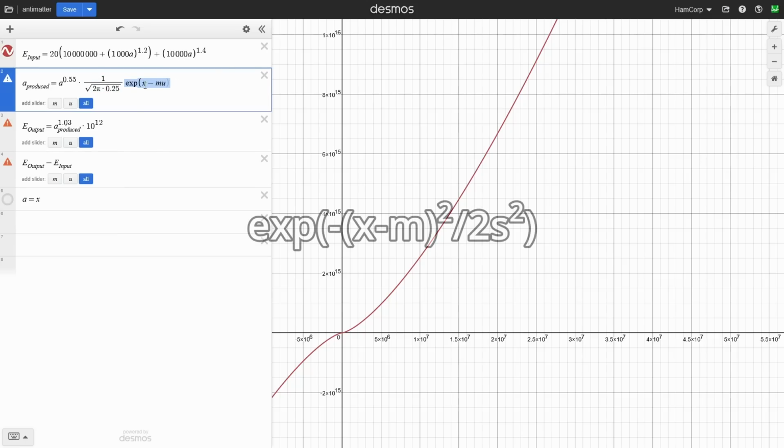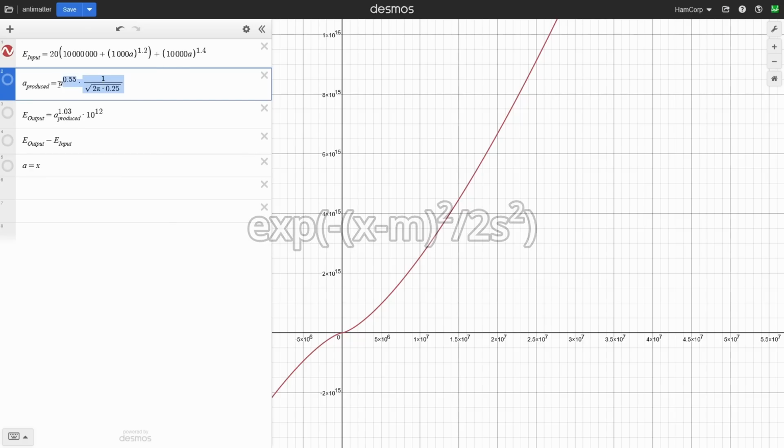Remember the Gaussian had a term that was like e to the minus (x minus mu) squared over 2 sigma squared. This part is maximized at a value of 1, and that happens when x minus mu is 0. So x is equal to the average, which makes sense. That's the most likely amount of antimatter to be generated. So on average, we will make this much antimatter every cycle.